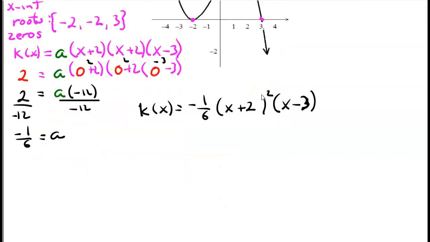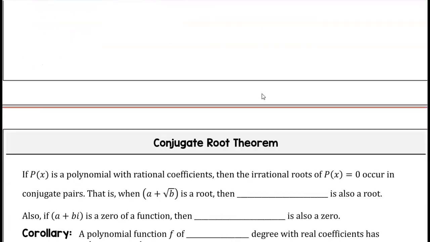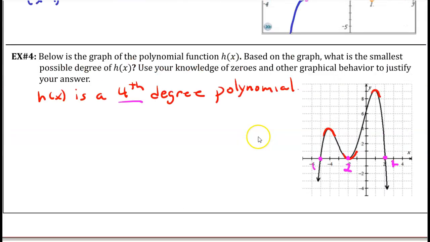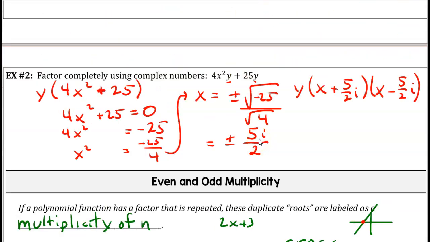All right, let's keep going. We have the conjugate root theorem. All right, so looking at conjugates, and we multiply these together, and we found out that they always come in a set. So go through this. If p of x is a polynomial with rational coefficients, then the irrational roots of p of x equals 0 occur in conjugate pairs. Okay, a fancy way of what we're really saying here is that when you're solving these equations, much like we did earlier, let's find that problem we did earlier right here.